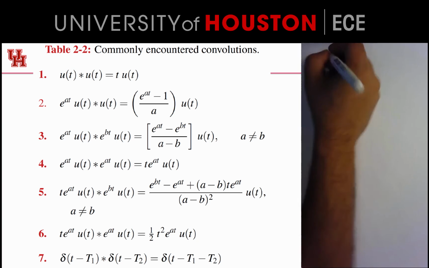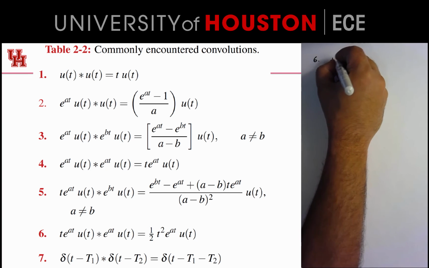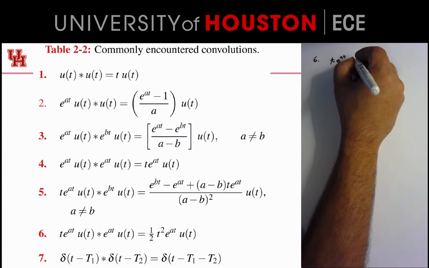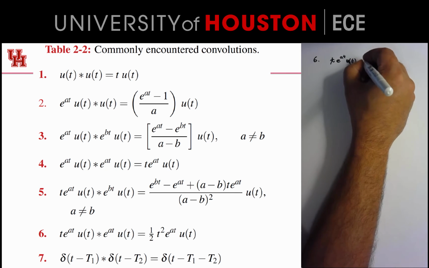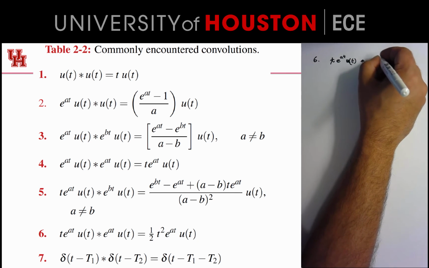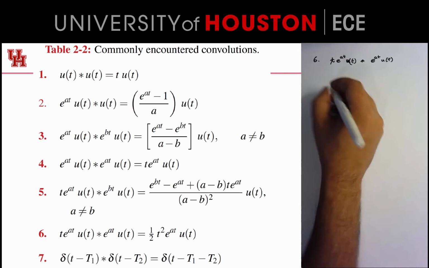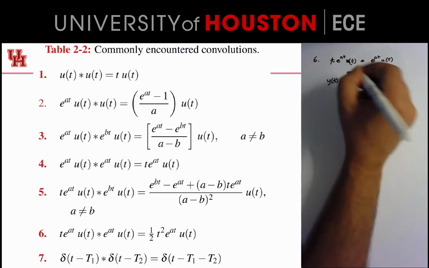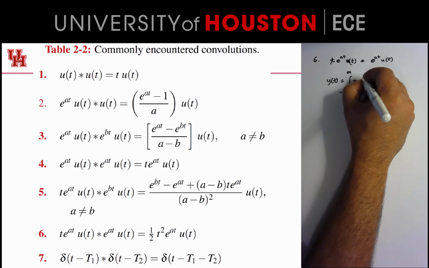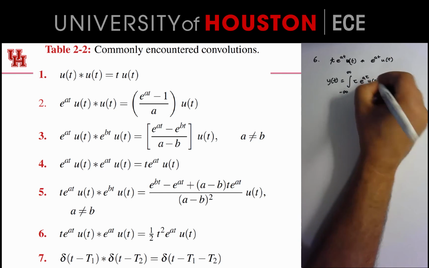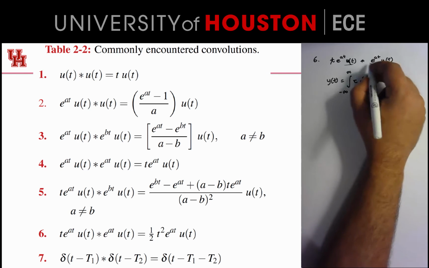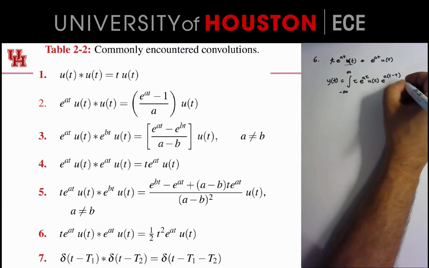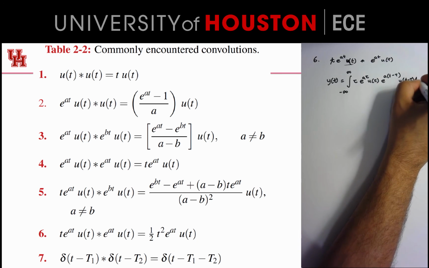Question number 6 says convolve t times e to the at u(t) with e to the at u(t). Let's write down the convolution integral as usual. Integral from minus infinity to infinity, tau e to the a tau u(tau), that's x of tau. Then we write h of t minus tau, which is e to the a(t minus tau) u(t minus tau) d tau.